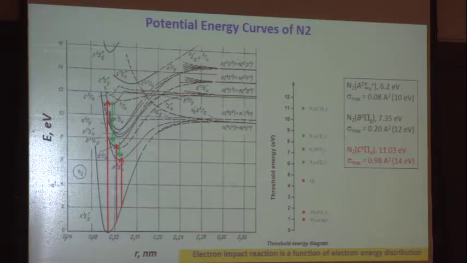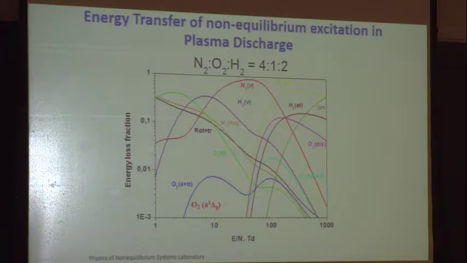You need to know the electron energy distribution in a plasma. Here is that for a mixture. If we have a nitrogen and oxygen mixture, and then hydrogen, for example, this is the energy loss fraction. Let's say I put some electron into it, where is the electron energy lost? It means where that electron is putting the energy to generate excitation.